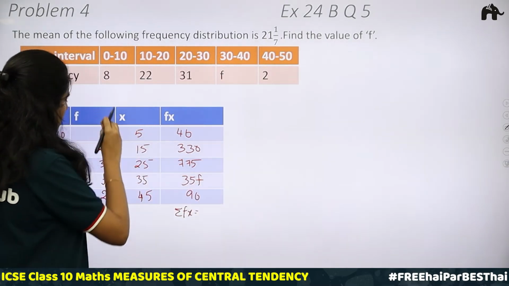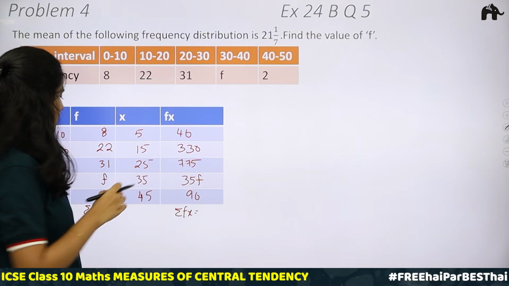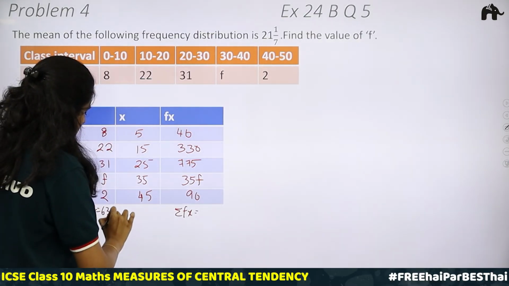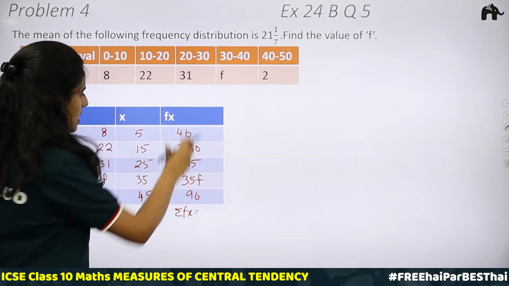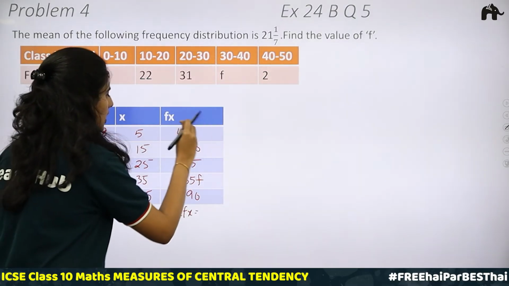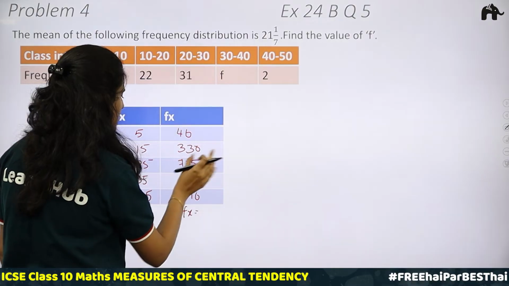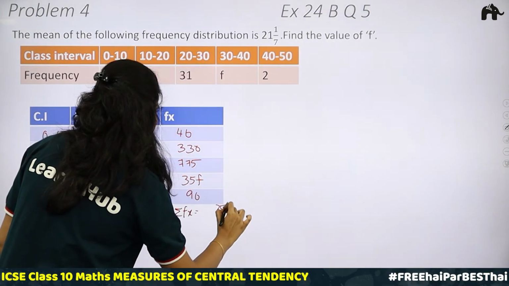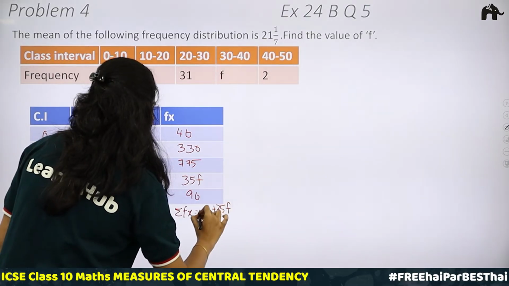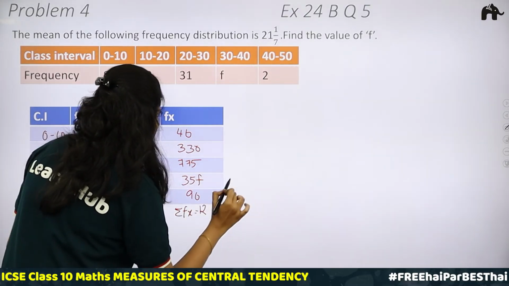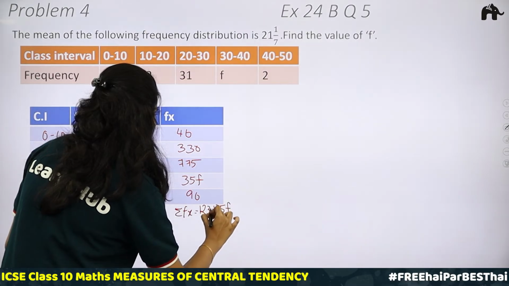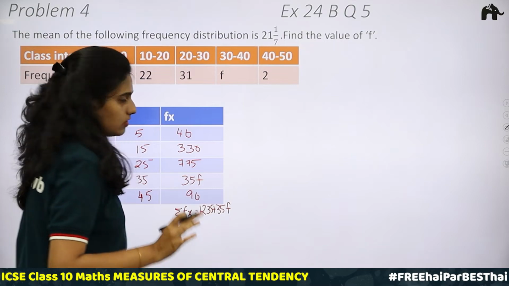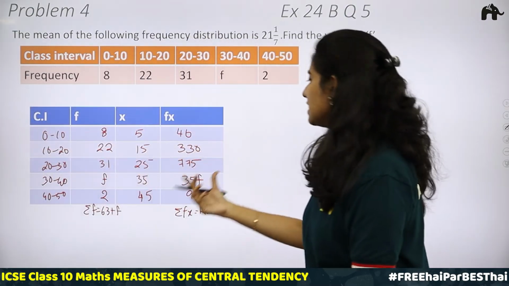What is summation F? 8 plus 22 is 30, 30 plus 31 is 61, 61 plus 2 is 63, 63 plus F. Next, adding all these, that is 40 plus 330 plus 775 plus 90 plus 35F. You will be getting 1235 plus 35F. So we got summation Fx and summation F.